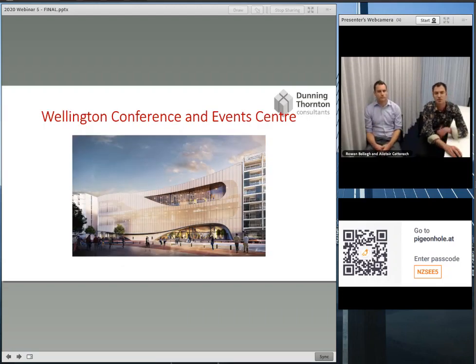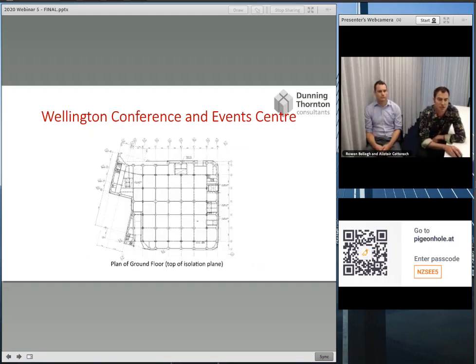So the first is the new conference centre here in Wellington. It's called Wekek. That's the architectural dream. It's a very large floor plate, big building grid, lots of open spaces on the inside.